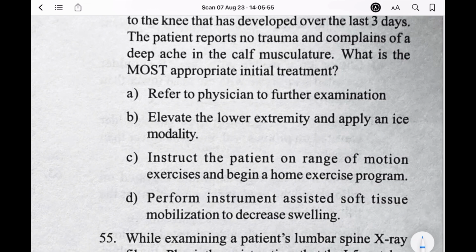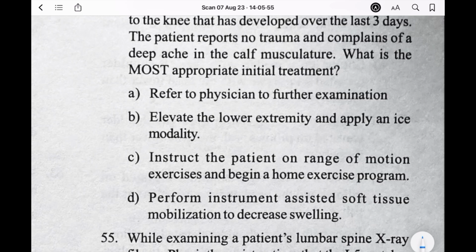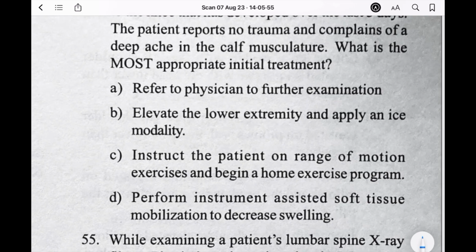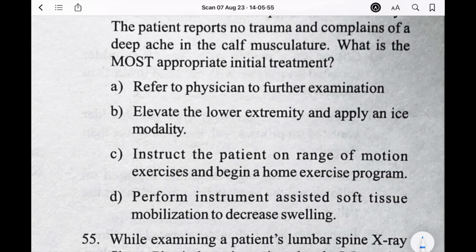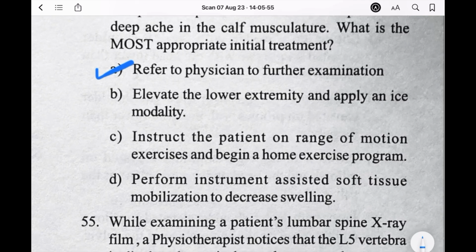So options are A, refer to physician for further examination, B, elevate the lower extremity and apply an ice modality, C, instruct the patient on range of motion exercises and begin a home exercise program, and D, perform instrument assisted soft tissue mobilization to decrease swelling. So correct answer is refer to physician for further examination.